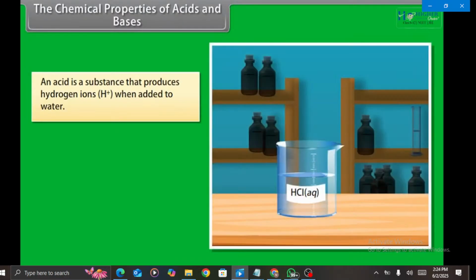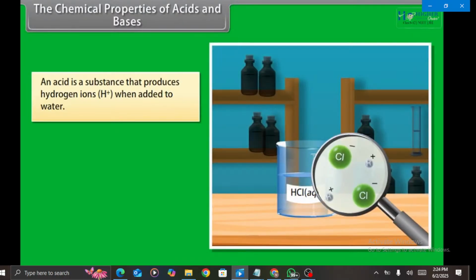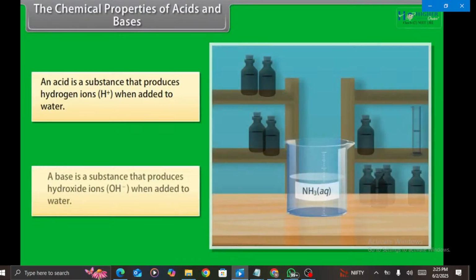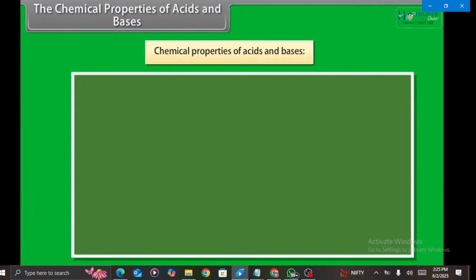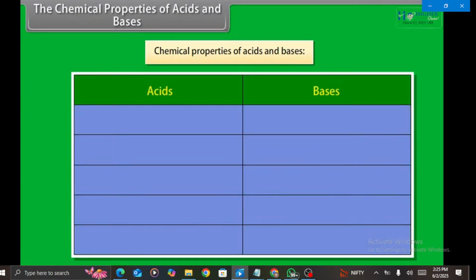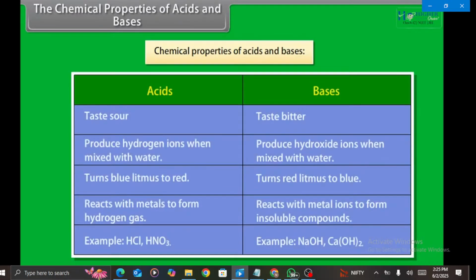An acid is a substance that produces hydrogen ions when added to water, whereas a base is a substance that produces hydroxide ions when added to water. Both acids and bases have different chemical properties. Let us look at their properties.